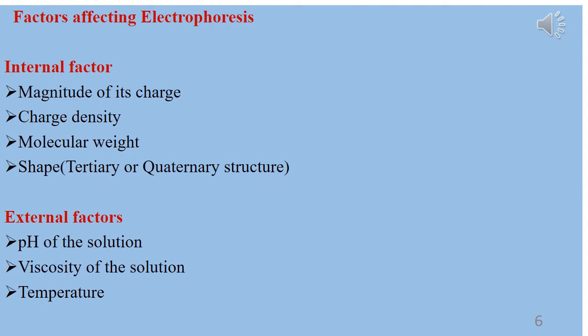pH. The extent of ionization depends on pH. The ionization increases with increase in pH for organic acids, affecting the rate of migration, whereas the ionization decreases with increase in pH for organic bases.